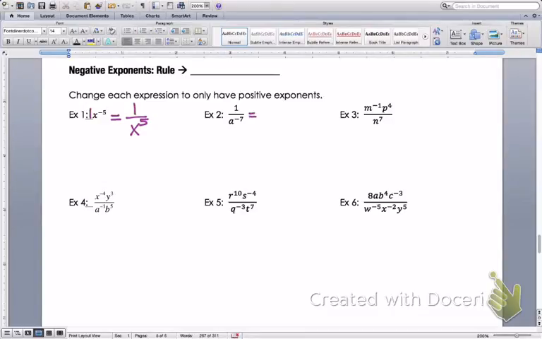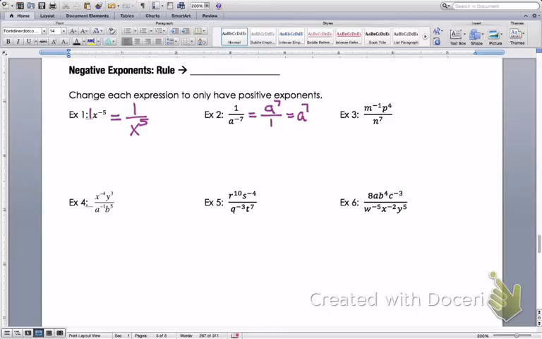Same thing for number 2. It's currently in the denominator. I can move it to the top and make it positive. And there's nothing left at the bottom. You can put a 1, but that just becomes a to the 7, because dividing by 1 does nothing really in terms of affecting the exponent.